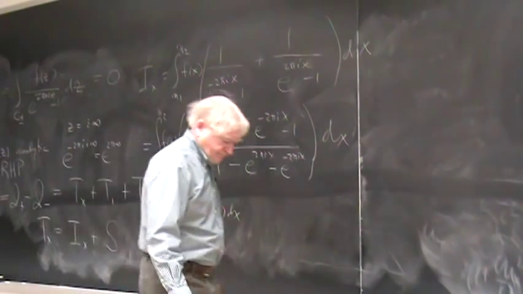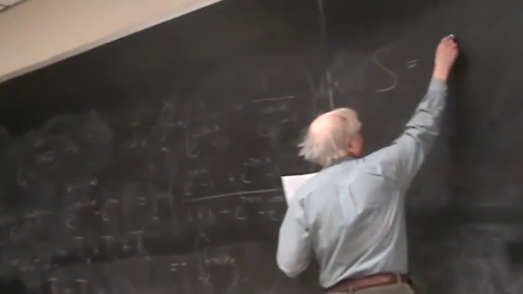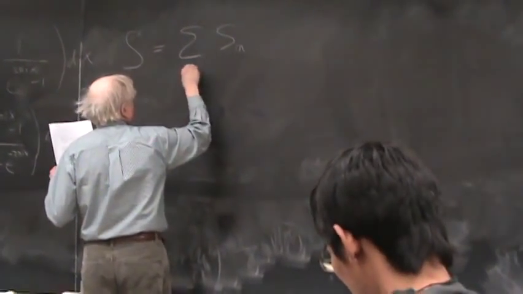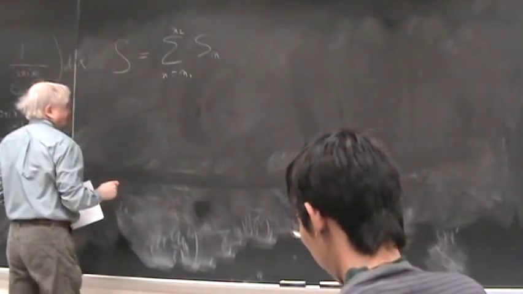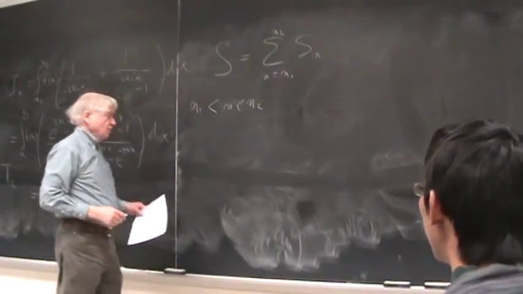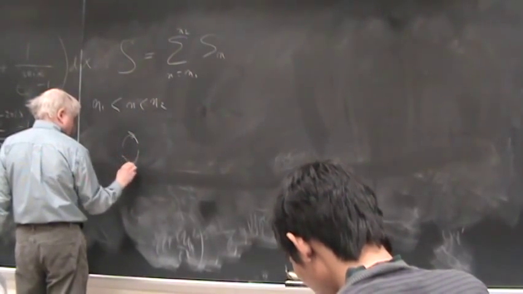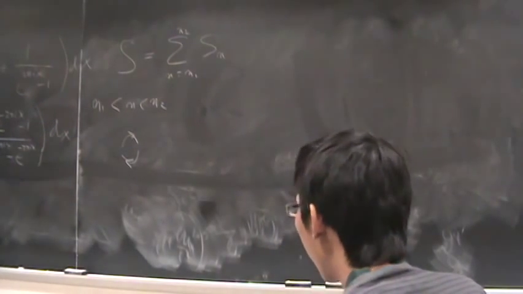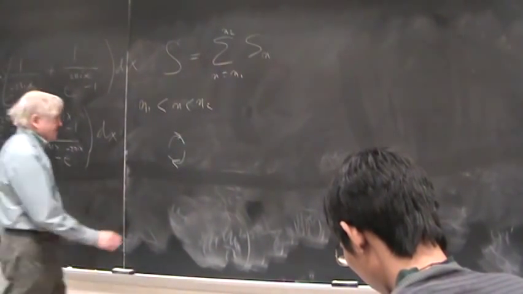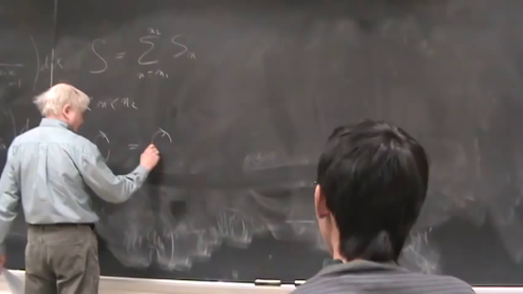S is a sum of various terms, S sub n, where n goes from n1 to n2. If we pick an n less than n2, greater than n1, then we're dealing with an integral like that minus the integral like this, minus that integral, and so consequently, so minus this, so the integral is this, that.